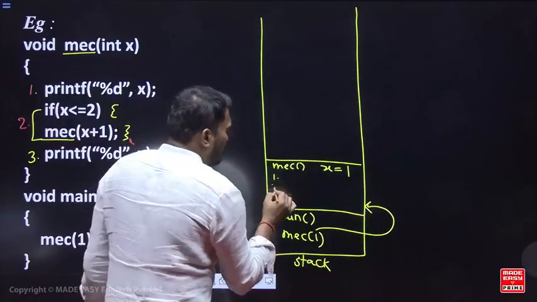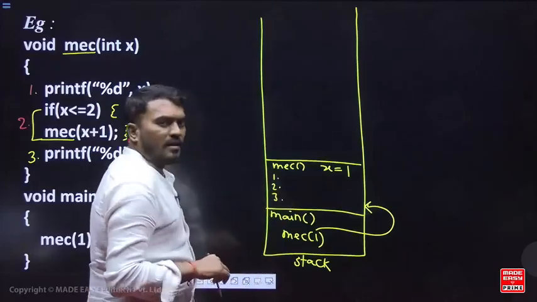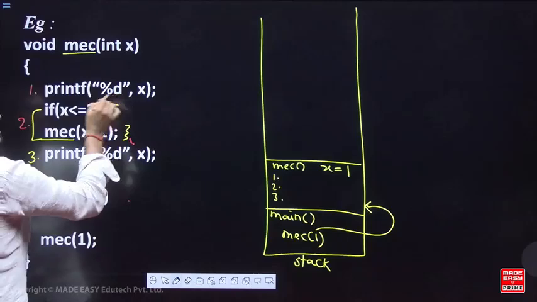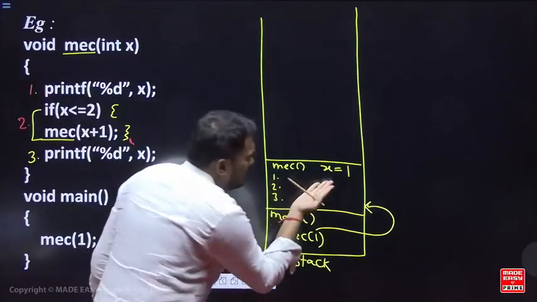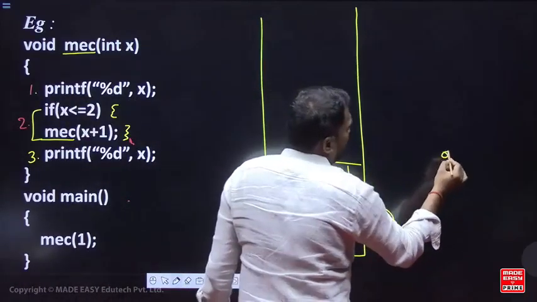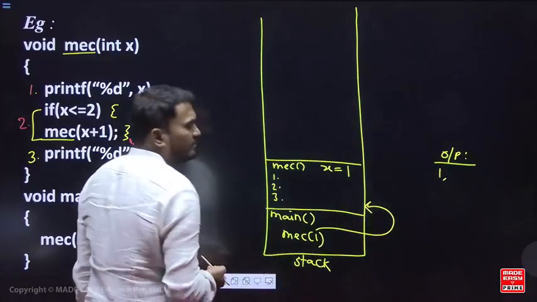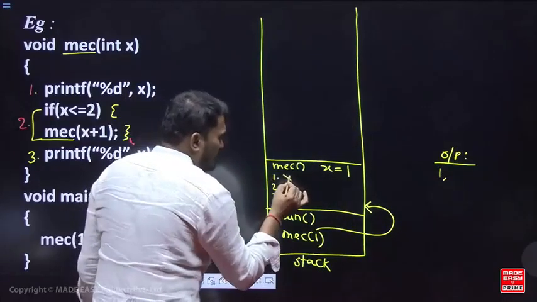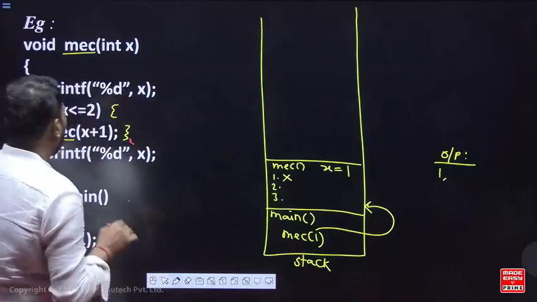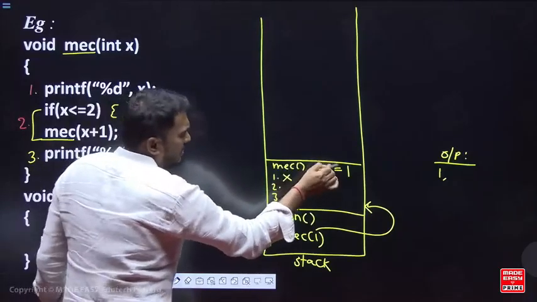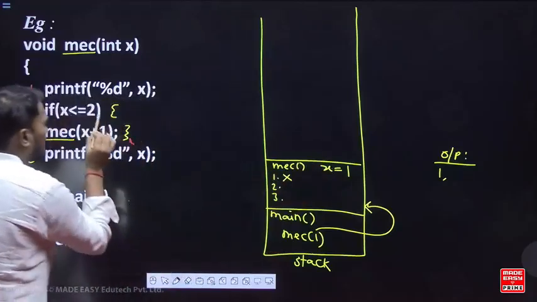So in the MEC function, you have 1, 2, 3 statements. Now tell me, what is the first statement? The first statement is printf %ld x. Now tell me, what is the x value in this activation record? I am writing the output here. The x value is 1. So the first statement is executed. Now tell me the second statement: if x less than or equal to 2. What is the x value in this activation record? 1.